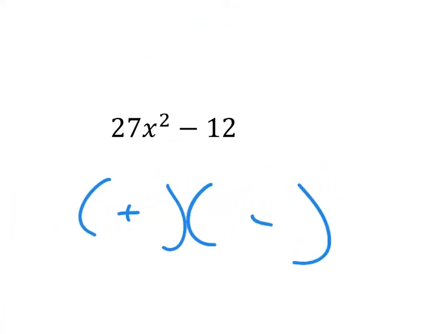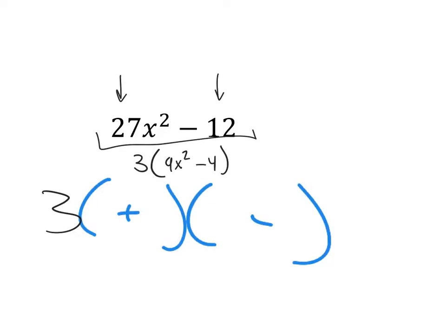Similar on this one. Neither of these are perfect squares. That's a really good cue to look for a GCF. The GCF on this one is 3, leaving us with 9x squared minus 4. I'll place the 3 out front. I do need that 3. And then it's 3x and 3x when I square root the 9x squared. And when I square root the minus 4, it's 2 and 2.